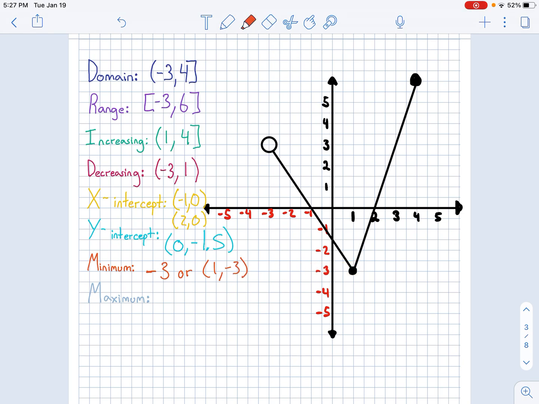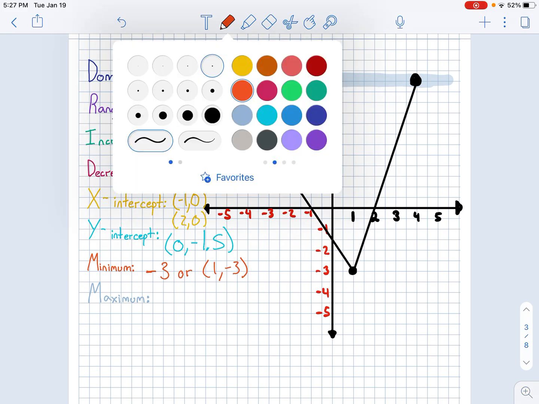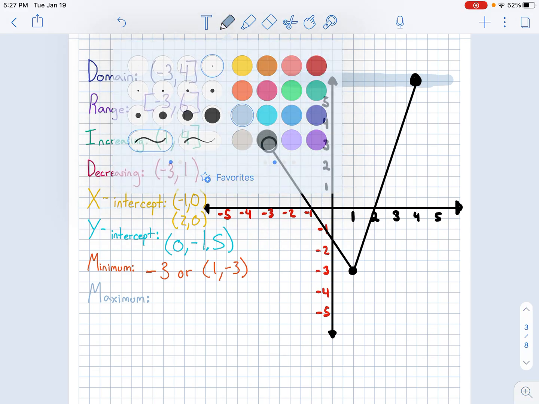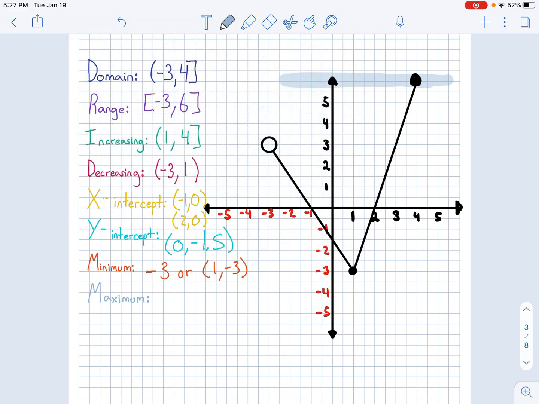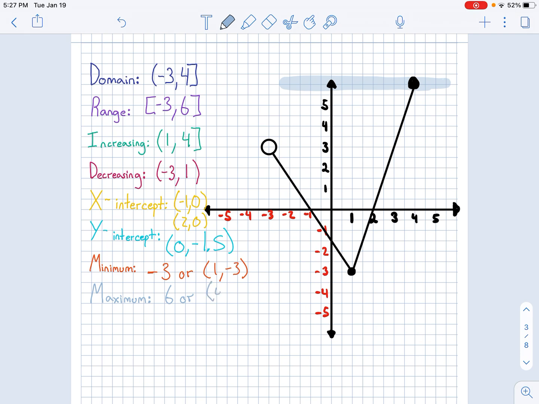And then we have the maximum, the highest value, which is going to be, looks like 6. Or we could give the actual ordered pair, which would be 4, 6. And I want you to notice all of these are not using interval notation. Interval notation's used for domain, range, increasing, and decreasing.